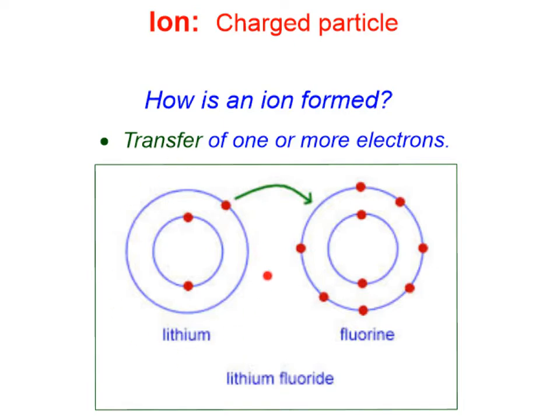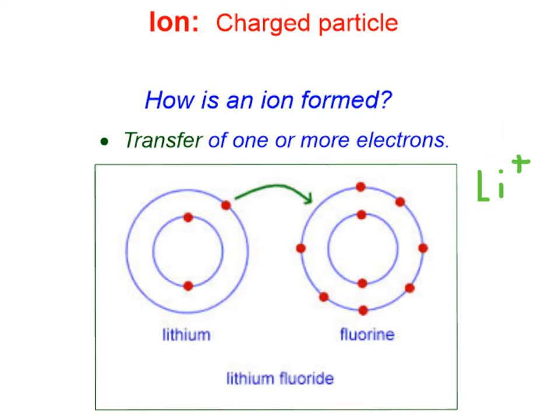So here we have lithium that has one valence electron, one in its outer shell. Here we have fluorine. It has 1, 2, 3, 4, 5, 6, 7 valence electrons. And this diagram is showing the transfer of the lithium valence electron into the outer shell of the fluorine atom. So what happens when we do that? Lithium becomes an ion. It becomes a charged particle, and because it lost an electron, it now has a +1 charge.